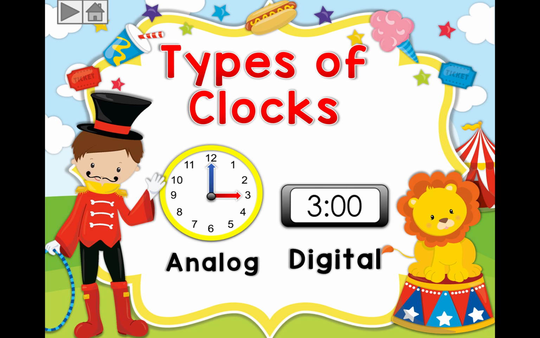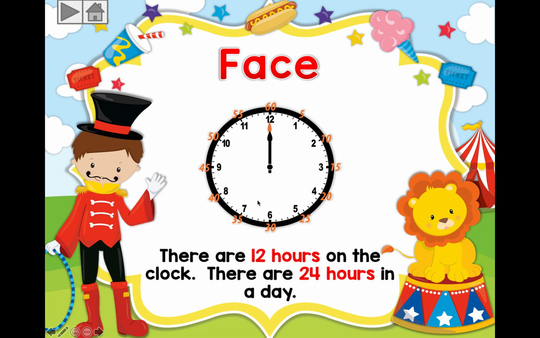There are two different types of clocks that we get. We get an analog clock and a digital clock. Now, a digital clock tells us numbers looking like this, and an analog clock is the one that we know, that has an hour hand, a minute hand, and the face of a clock. Now, there are 12 hours on the clock, and in a day we have 24 hours. So basically, our hour hand goes around each number twice a day.